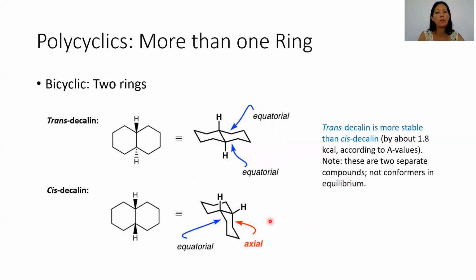And just note, these are completely separate compounds. You cannot interconvert through a simple equilibrium to go between the two. You would have to break the bond and reform a new bond. Okay, that ends this section, and we will continue more with rings another time.